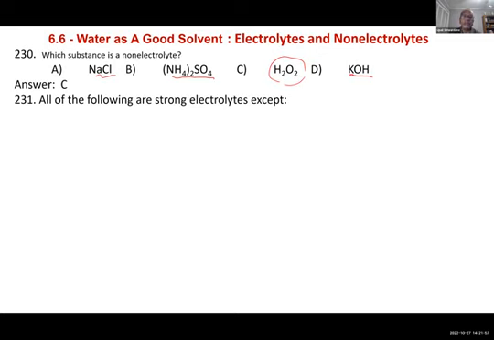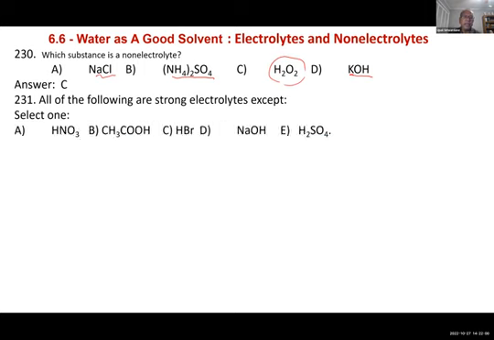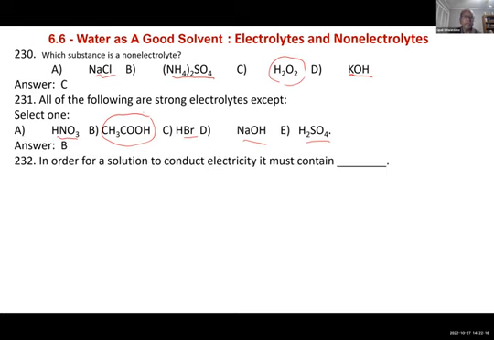All of the following are strong electrolytes except. This is an acid that breaks up completely in water. Sodium hydroxide, all these break up except this acetic acid. B is not a strong electrolyte. In order for a solution to conduct electricity, it must contain ions. Water only conducts electricity when ions are dissolved in it.